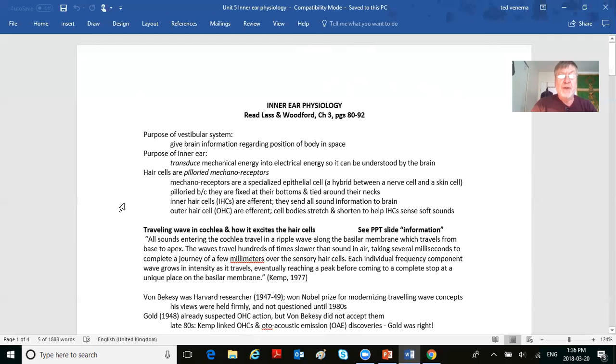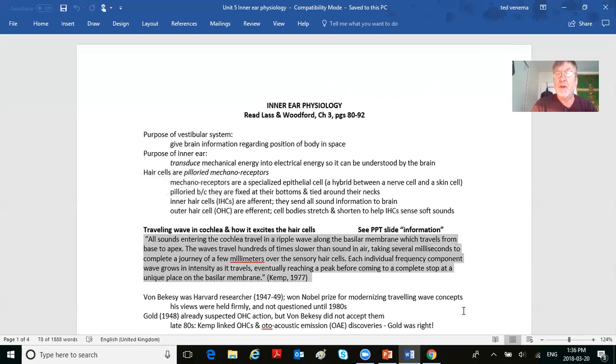I would make sure you put a star by inner hair cells being afferent, sending info to the brain, outer hair cells being efferent, they take info from the brain. And make sure we can all appreciate this paragraph and know what's wrong with it, okay? All sounds entering the cochlea, circle that. Sounds do not enter the cochlea, okay?